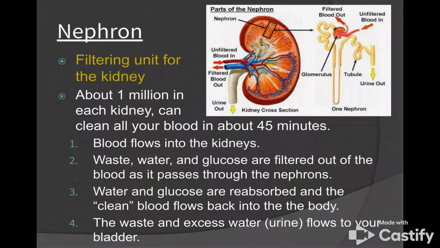So the blood flows into the kidneys. Waste, water, and glucose, which is a sugar, are filtered out of the blood as it passes through the nephrons. The good stuff, the water and the glucose, are filtered back in, and then the clean blood flows back to the body. The waste and extra water is considered urine, and it flows to your bladder to be held until you need to go to the bathroom.